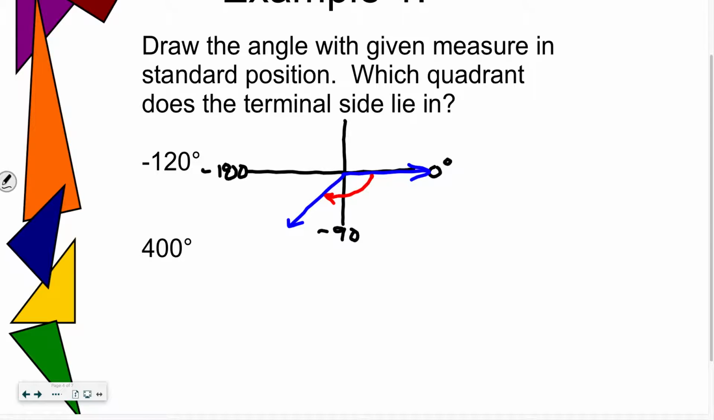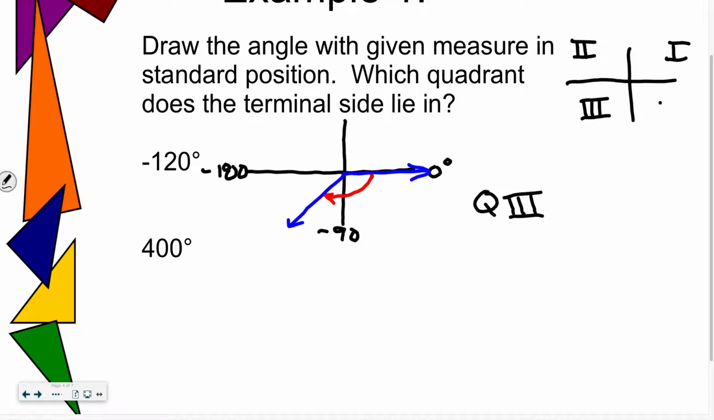In which quadrant is that? Quadrant 3. So you can use regular 3 or you can use Roman numeral 3. I'm just going to go ahead up here. Remember, quadrant 1 is the positive quadrant, and then it goes counterclockwise: 2, 3, and 4.